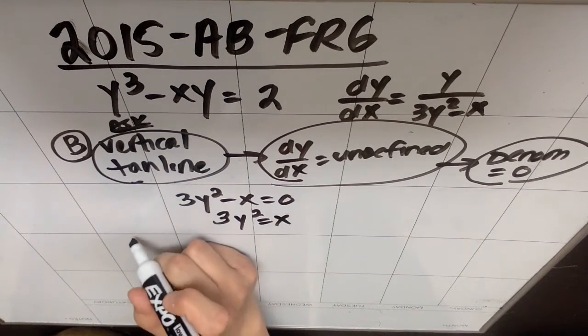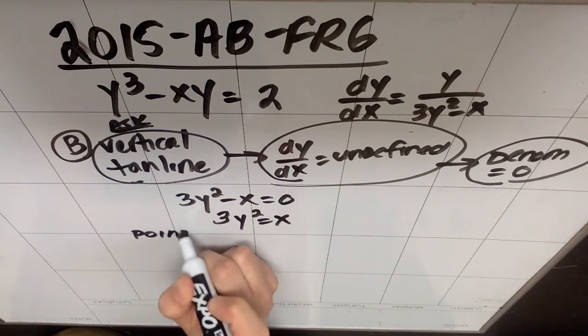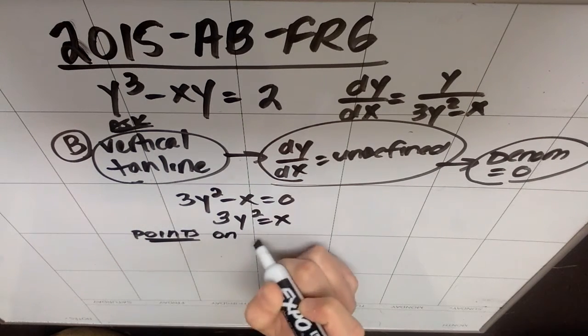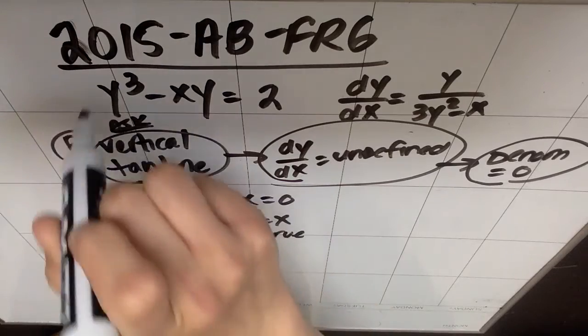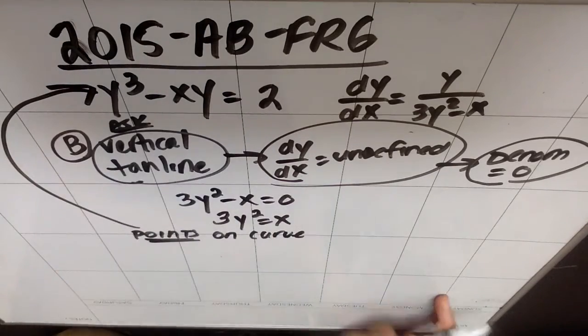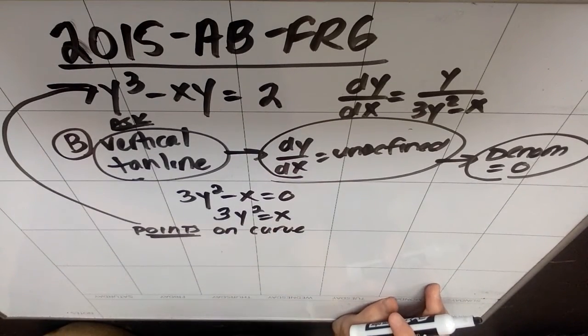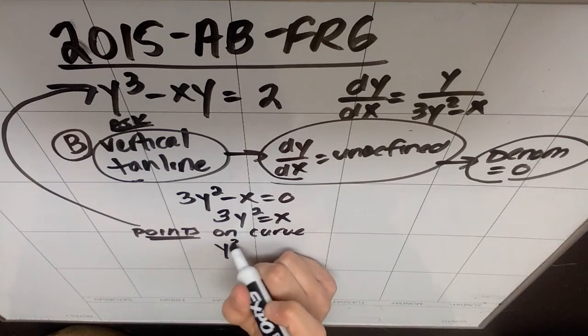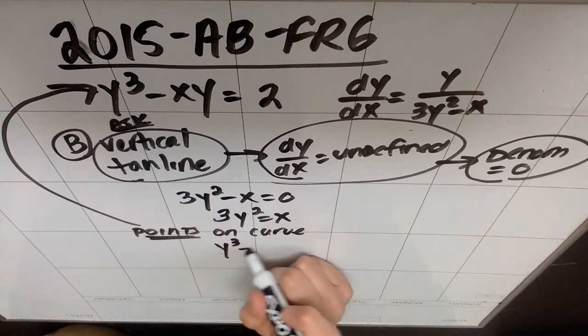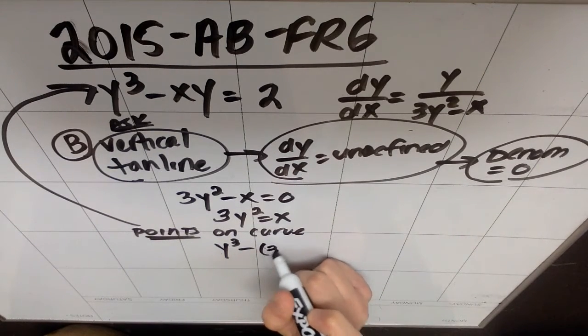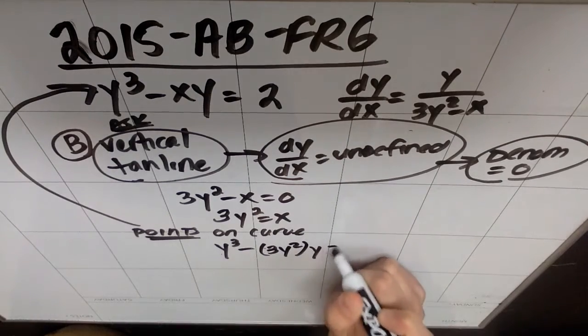However, they asked me for points on the curve. I have to have points on that curve, so that means I have to work with the original equation. So now what I'm going to do is replace the only x I see in here with 3y squared, and then I'm going to be good. So y cubed minus, instead of an x, 3y squared times y equals 2.